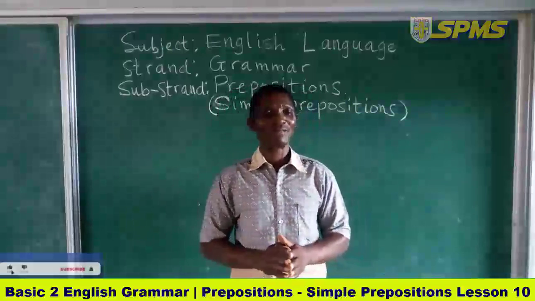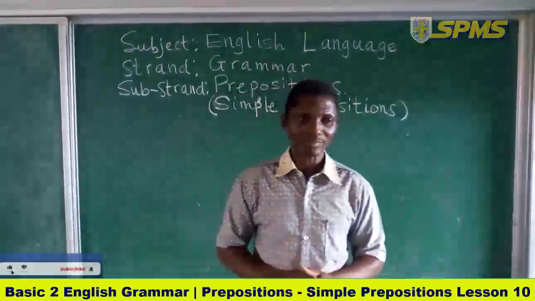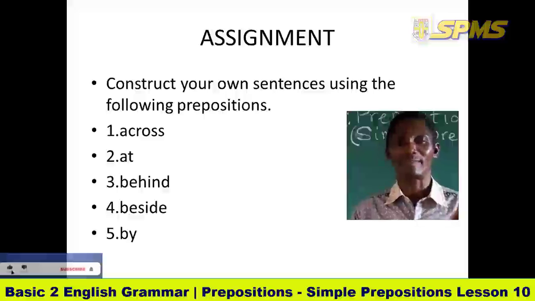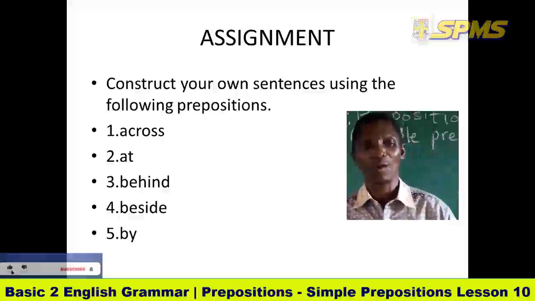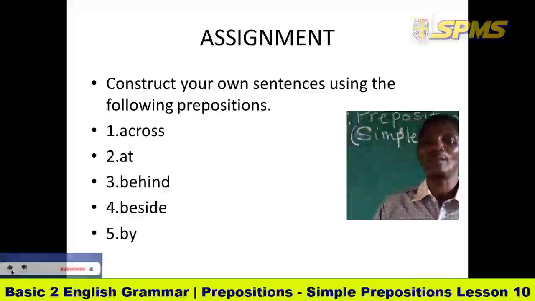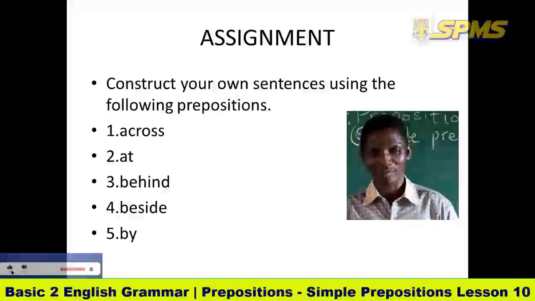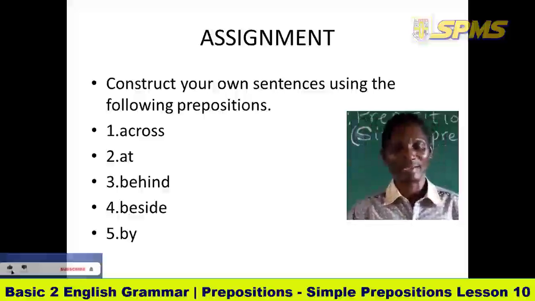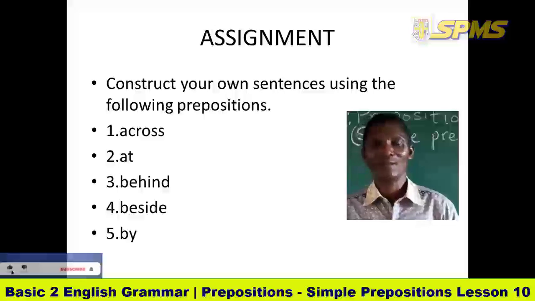Now, let us take our assignment for today's lesson. Listen carefully to the instruction. Construct your own sentences using the following prepositions. 1. Across. 2. At. 3. Behind. 4. Beside. 5. By.